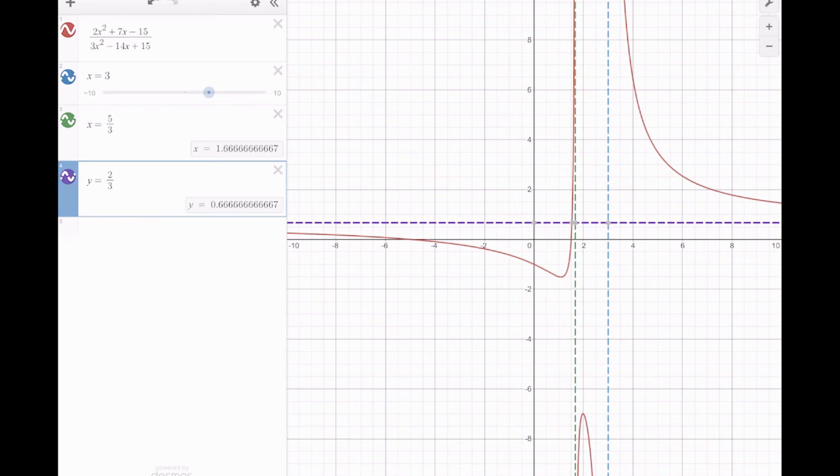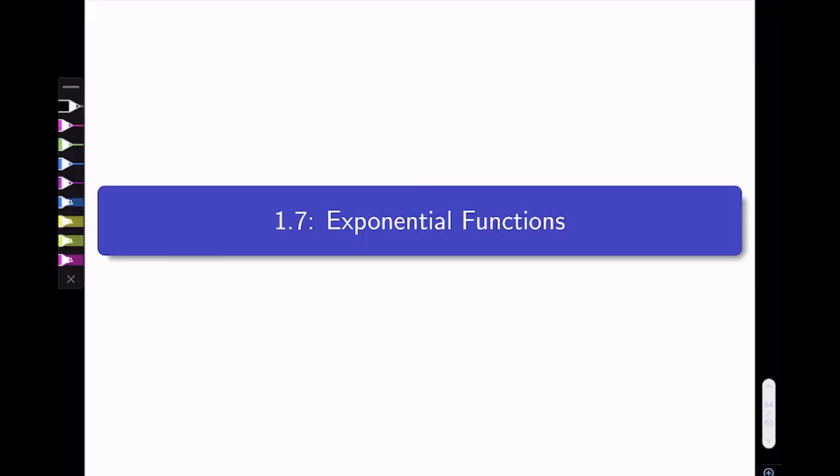So you will never see the function cross a vertical asymptote, but it is okay if the function crosses a horizontal asymptote. It's just a guideline for what the function is doing out towards infinity in the negative and positive direction along the x values. In our next video, we will cover exponential functions.